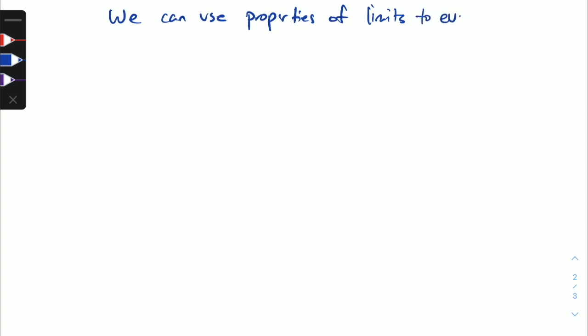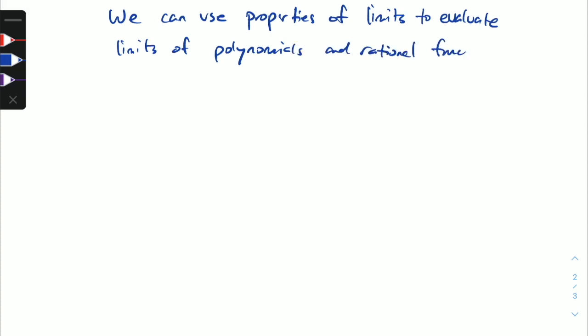So we want to evaluate the limits of polynomials and rational functions. You should think of rational functions as ratios of polynomials. So to do this, we're going to use a set of rules.